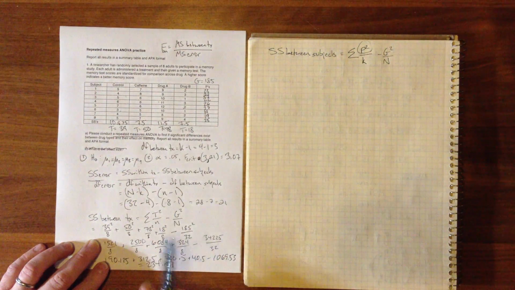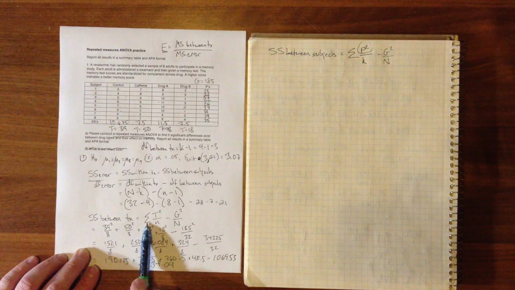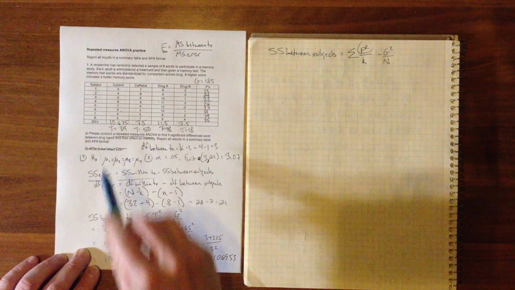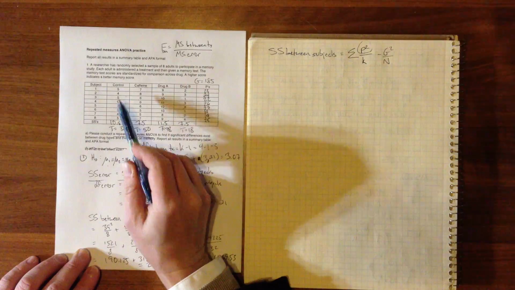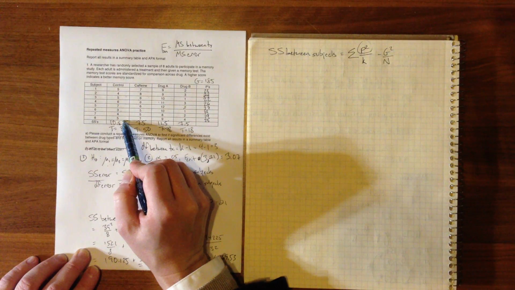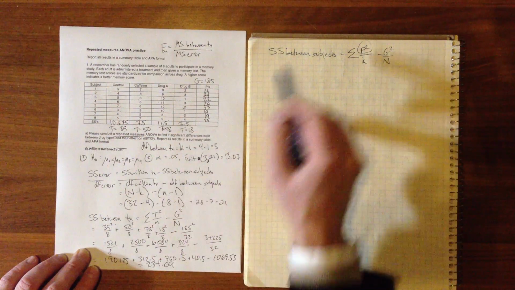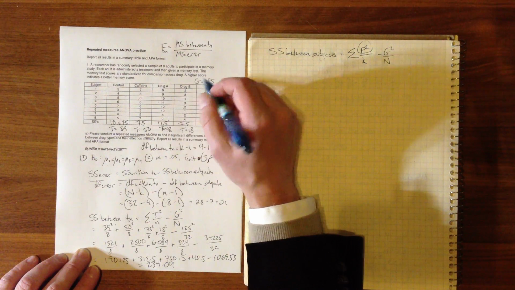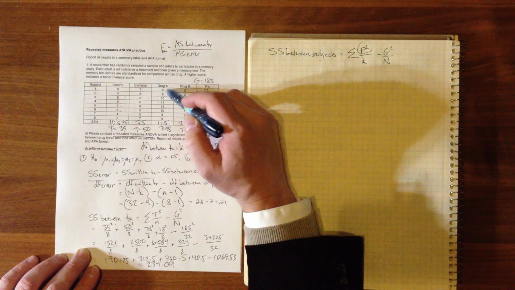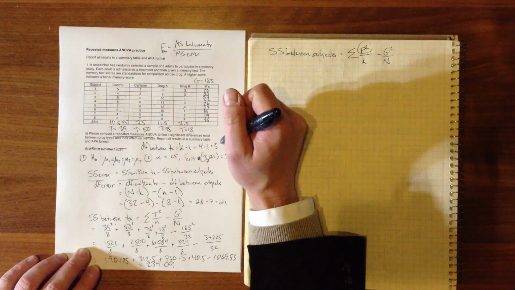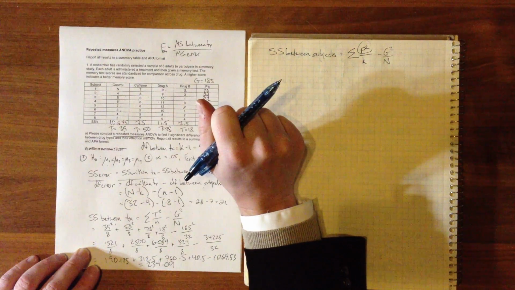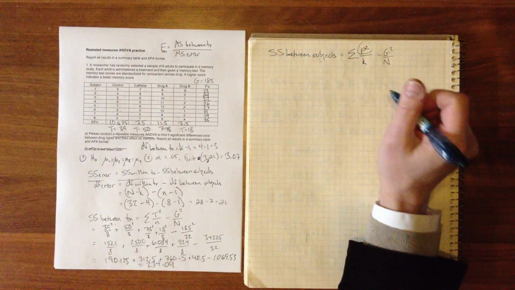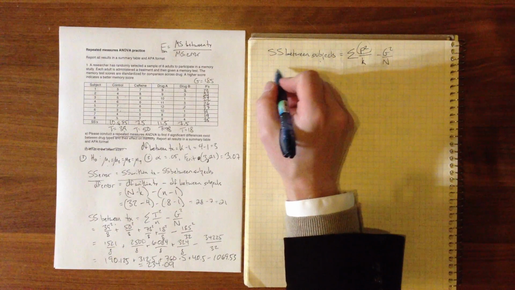Hey, this looks familiar. Remember, SS between treatments is the sum of the T squares, the totals for each column divided by the number in each column. Sum of squares between subjects is the square of the participant totals divided by the number of scores each participant has. This is not a coincidence. That's exactly how it should be.